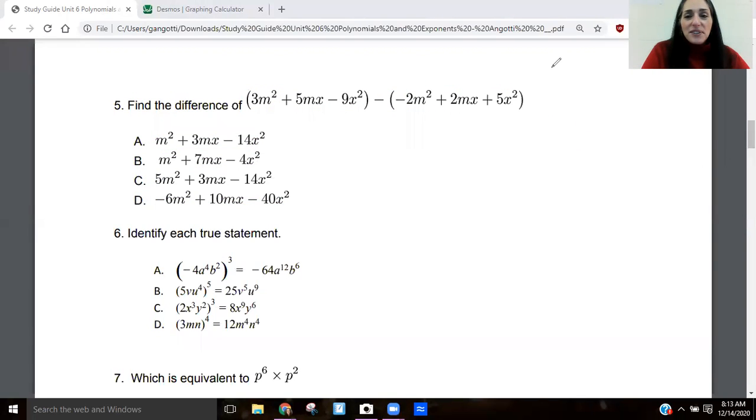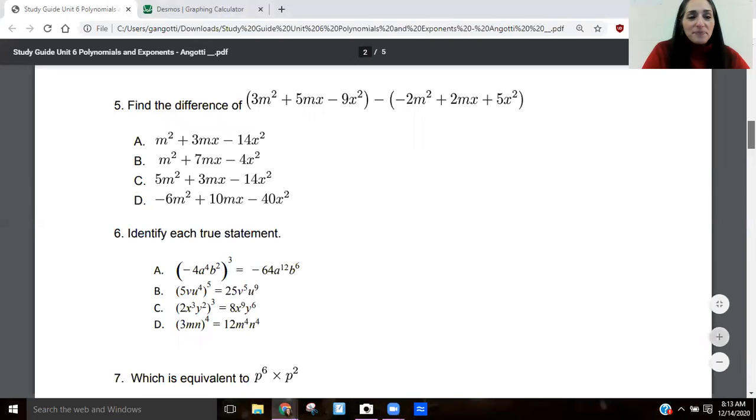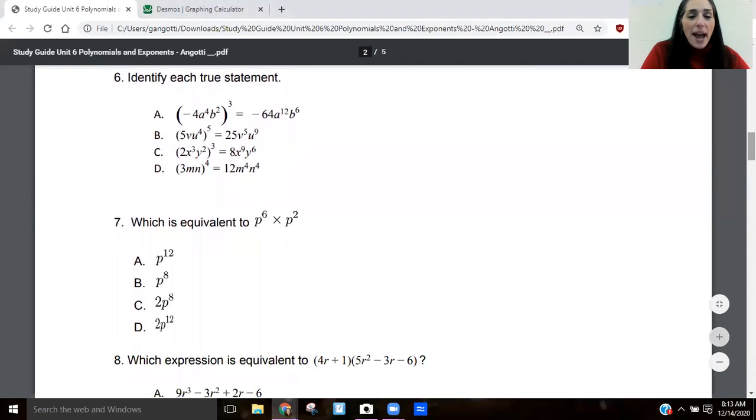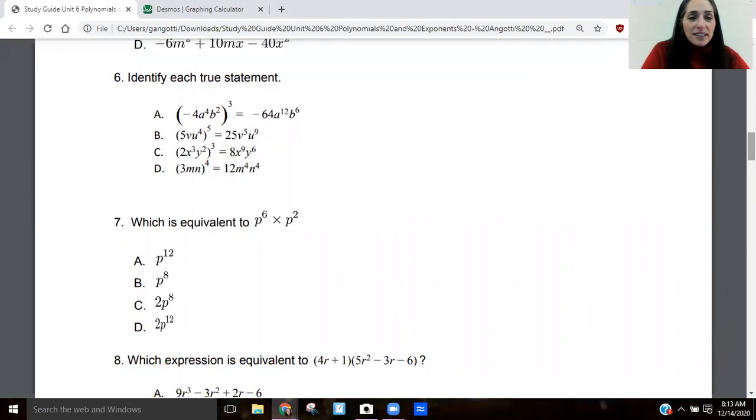Let's go down to number 6. Power raised to a power. And look at all the answers. We have to figure out which one is true. There could be more than one correct answer for this one. Just so you know, sometimes on the test, you will have multiple correct answers. So don't give up after you just find the first one.